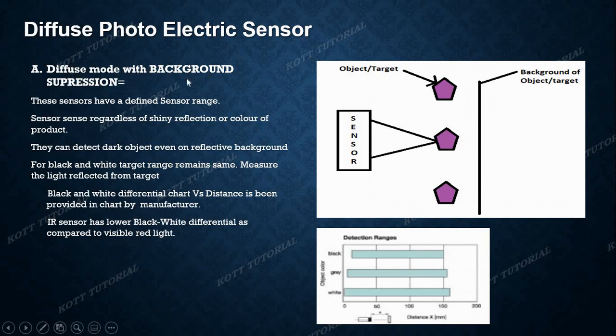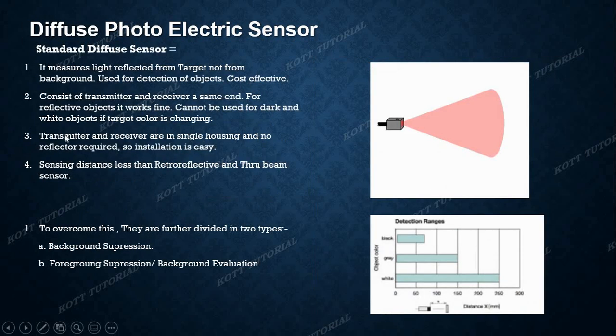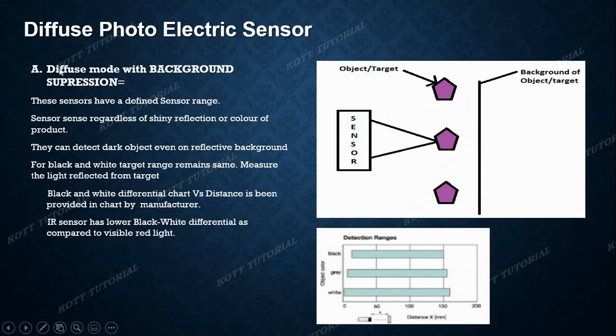Diffuse mode with background suppression. So let us start with the first type, that is background suppression. We call it diffuse mode with background suppression. It means the sensor is a diffuse mode photoelectric sensor with background suppression. As the name suggests, background suppression, it is independent of the background. Whether a background is present or not present, this sensor detects the product independent of the background. It detects the light reflected from the product, not from the background. So the reason it is called the background suppression method.